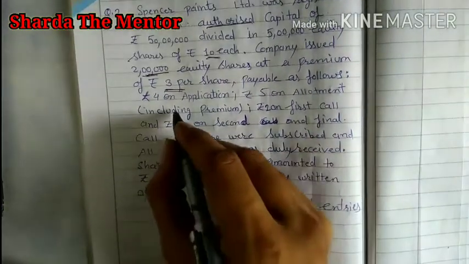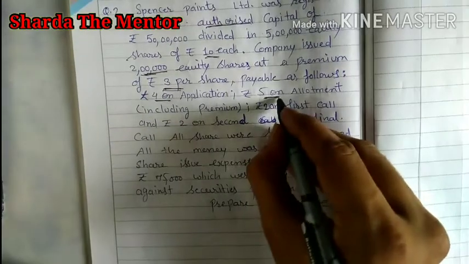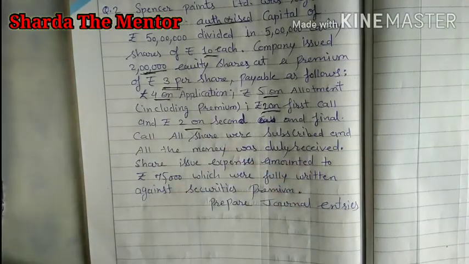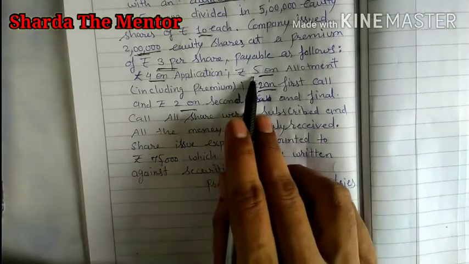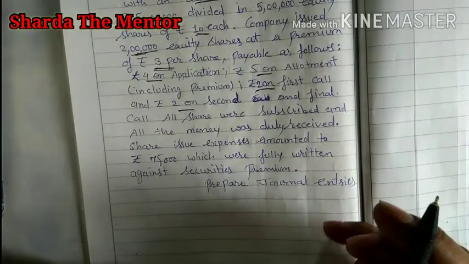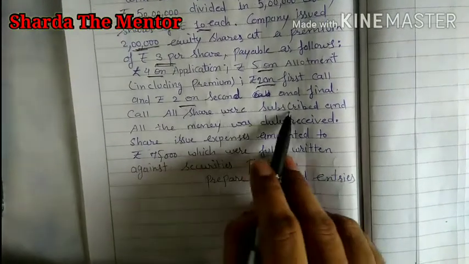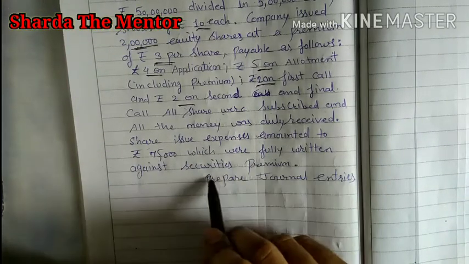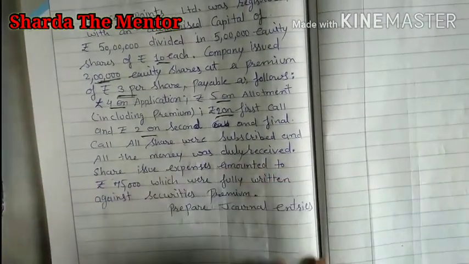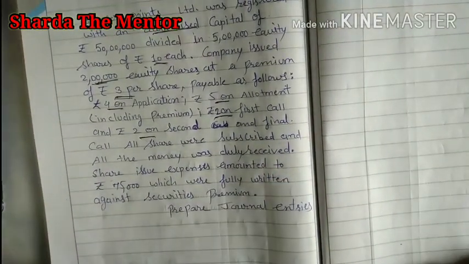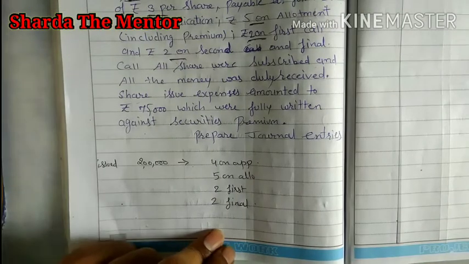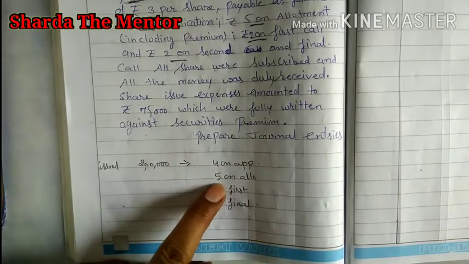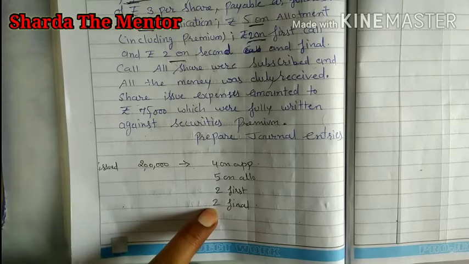So the total value of the share is 13. Out of that, the company gives 4 rupees on application, 5 on allotment, 2 on first call and 2 on second call. So 5 and 4 is 9, and 13. So the complete amount they have called. All shares were subscribed and all the money was duly received. Share issue expenses amounted to 70,000, which were fully written off against securities premium reserve. That will be handled in the last entries. So it is always better to write: we have issued 2 lakh equity shares, 4 on application, 5 on allotment, 2 at first call and 2 at final call.